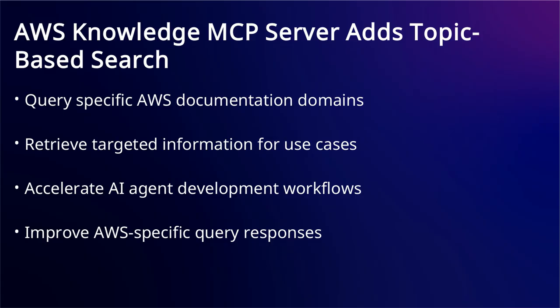This allows you to retrieve targeted information for specific use cases, accelerate AI agent development workflows, and improve the quality of responses for AWS-specific queries. The enhanced search complements existing capabilities and is available at no additional cost, subject to standard rate limits.